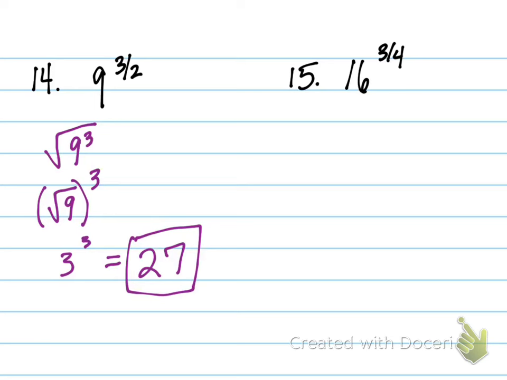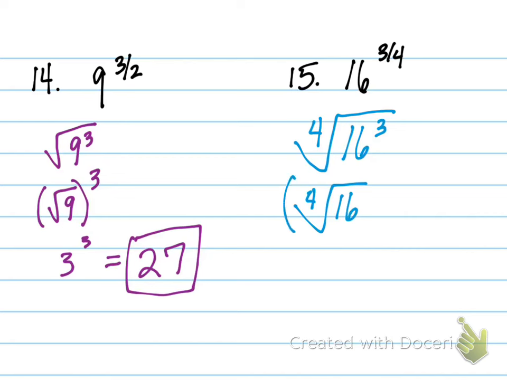For number 15, we have the 4th root of 16 cubed. And so I'm going to write this as the 4th root of 16 first. Then I'm going to cube it. Well, the 4th root of 16 is 2. 2 cubed is equal to 8.